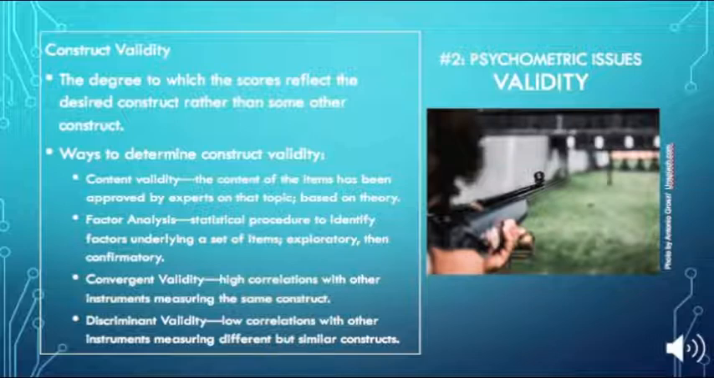Then they use convergent validity. Did this instrument have high correlations with other instruments that are measuring the same construct, showing they're measuring the same thing? And then there's discriminant validity. Did this instrument have low correlations with other instruments that are measuring similar but different constructs? Can it distinguish between the two?